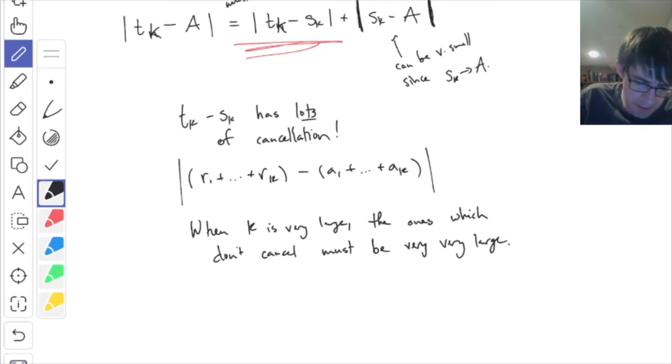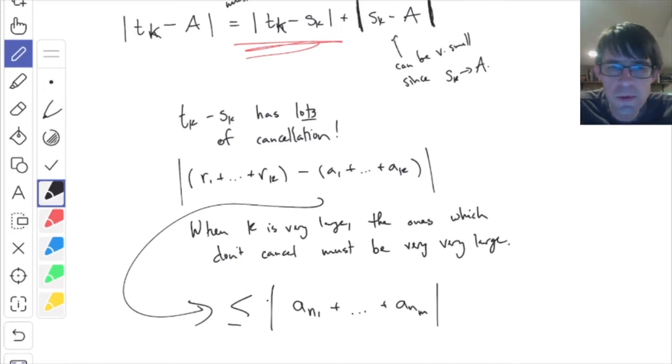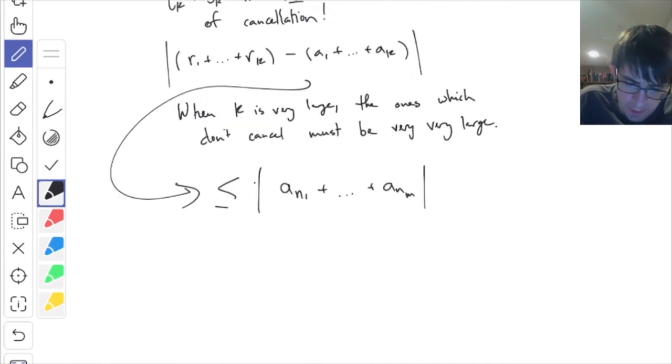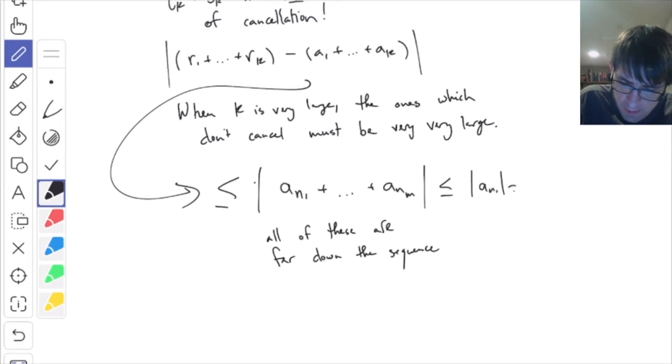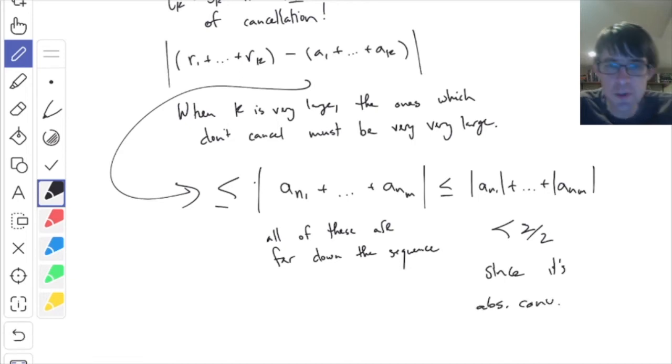What that means is you can break this down into what remains. What remains from here will be less than or equal to just sort of the ones which end up not canceling, which I'll call maybe a_{n1} plus ... plus a_{nm}. You don't know what the little numbers are, but these ones are all far down in the sequence. And this will be less than epsilon over 2 since it's absolutely convergent. This is where you use the absolute convergence.